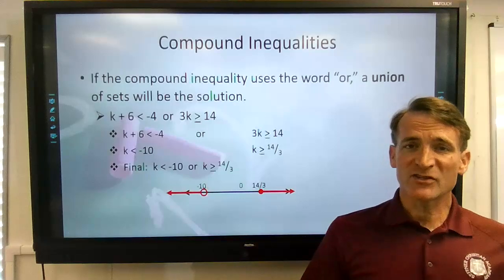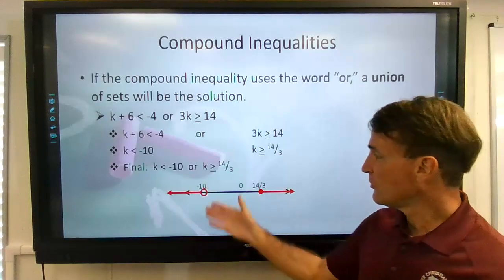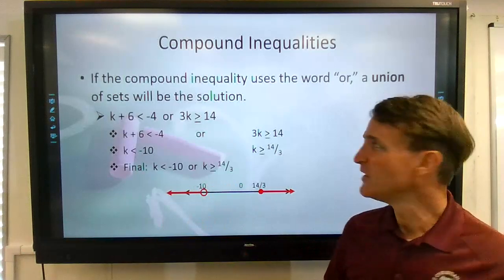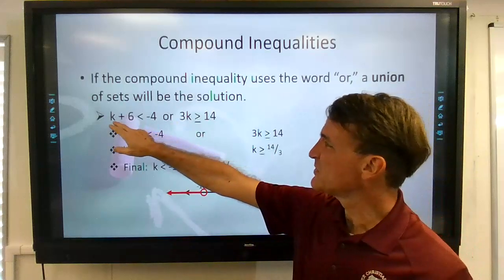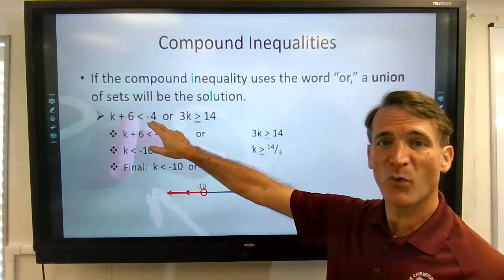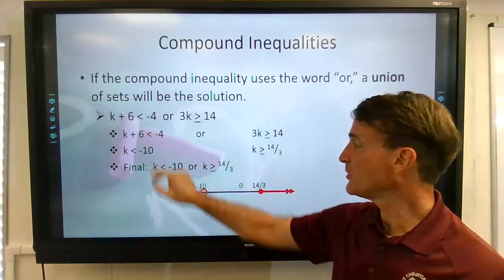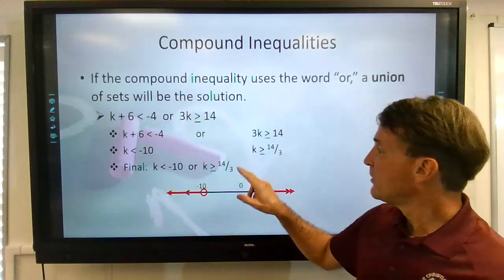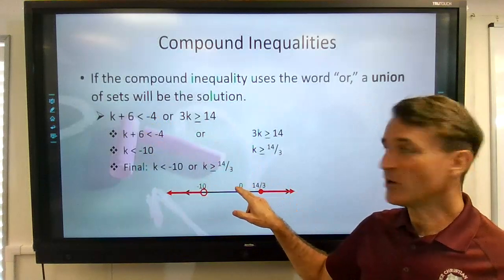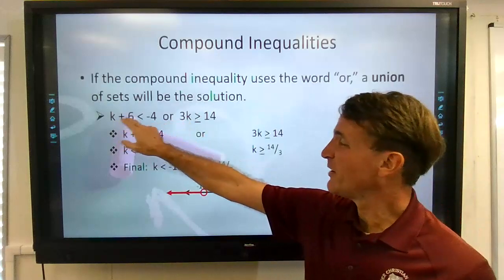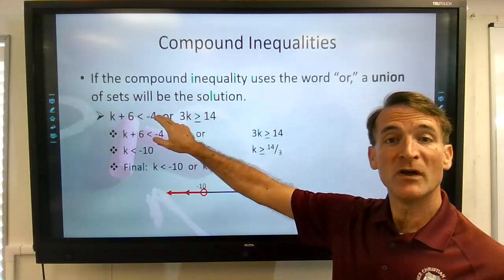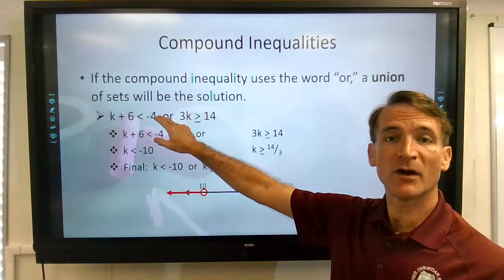You want to check these just like we did with the other one. So let's pick a number that's less than -10, something like -11. If I use -11, -11 plus 6 is -5. Is -5 less than -4? Yes, it is. So that part checks out. If I use a value in between -10 and 14/3, like 0, and plug in a 0 here, I get 6 is less than -4. Is 6 less than -4? No. 6 is a positive value, so it's got to be greater than the negative value.